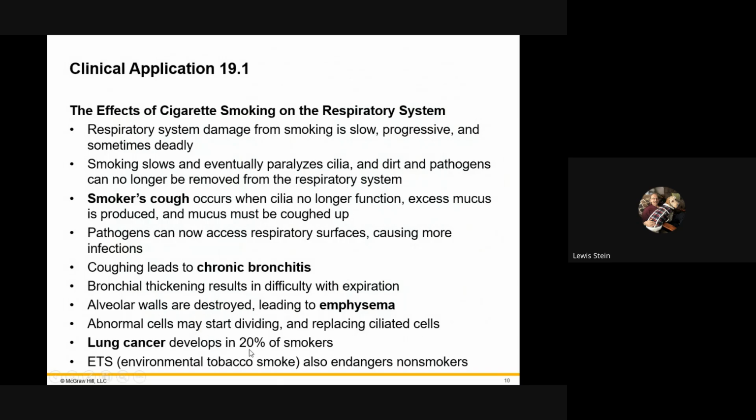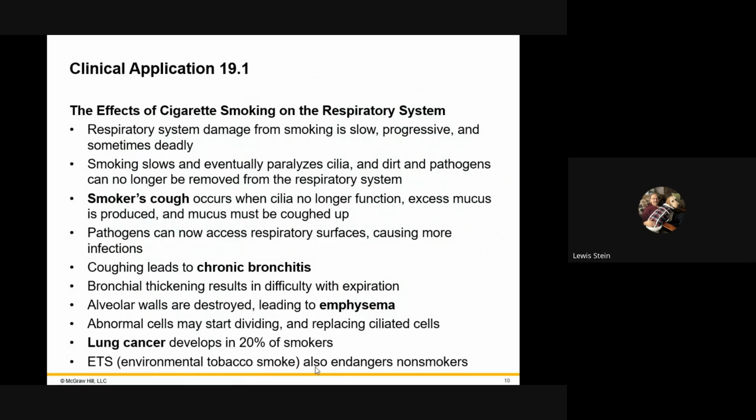I'm happy to be on the correct side of the 80% so far. Environmental tobacco smoke endangers non-smokers as well. If you think the fact that I stopped, which on June 20th will be 17 years ago, makes me less likely to get cancer, you're wrong. My risk of cancer is permanently elevated because of those years.